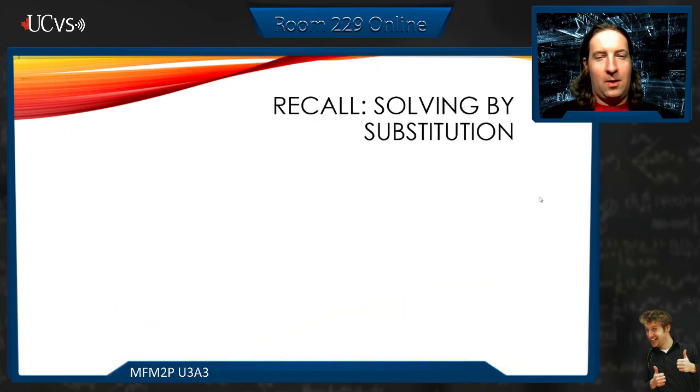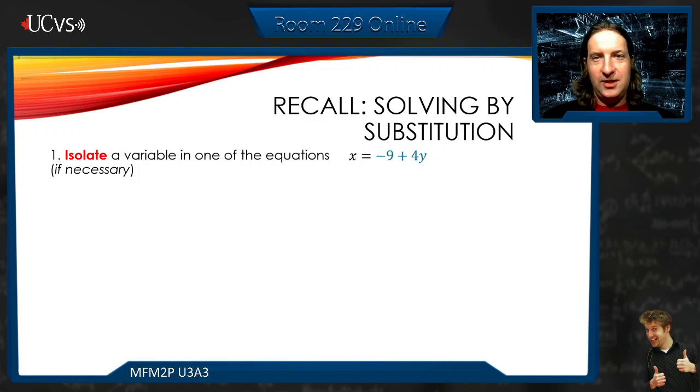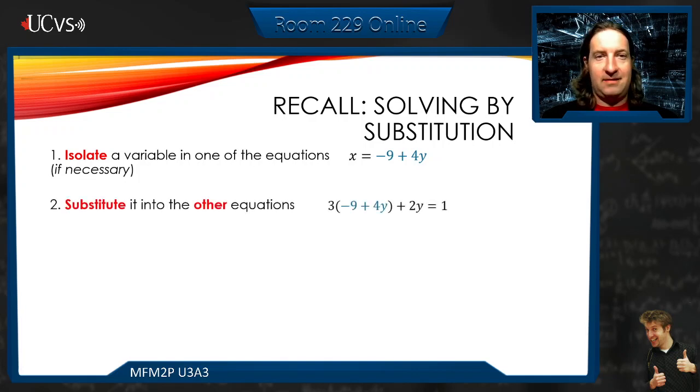So remember what we meant by substitution. I'm just going to quickly go over the steps again. In substitution, we have to basically get one of the variables by itself. So let's say here, for example, we get an expression for x. We say that x here is -9 plus 4y. And we take that expression and we put it into another equation.